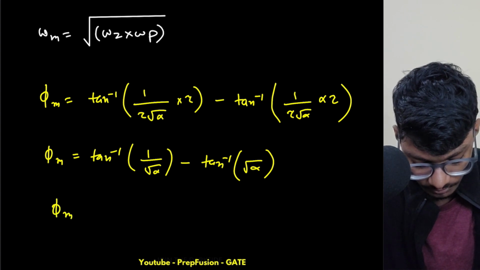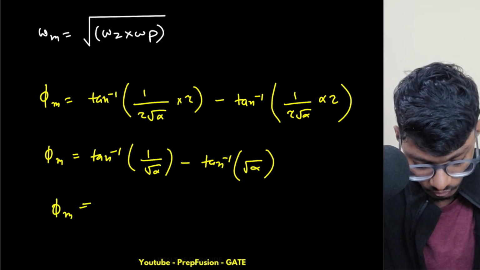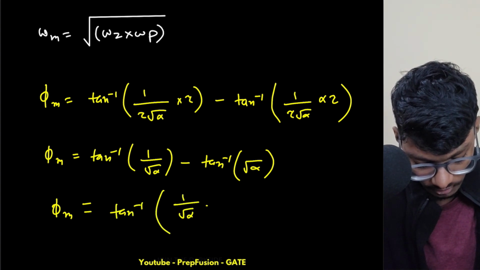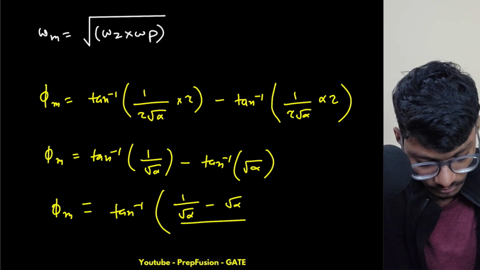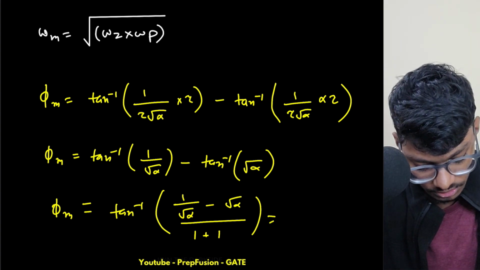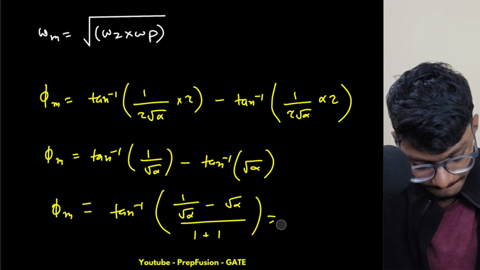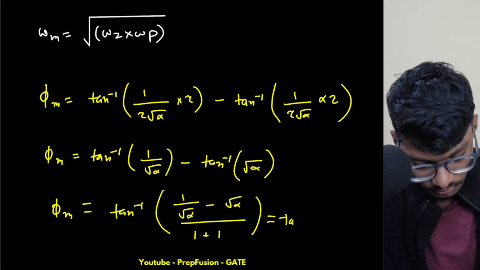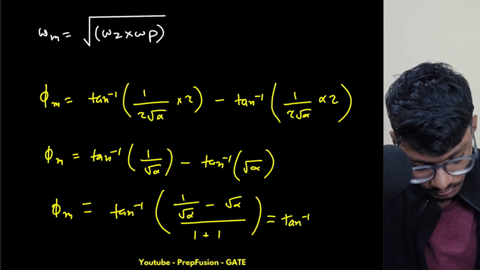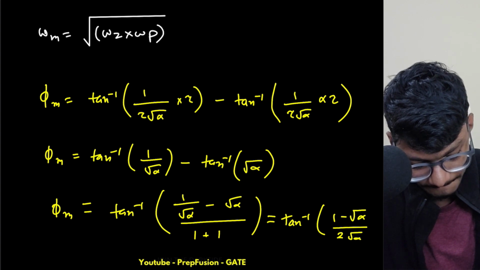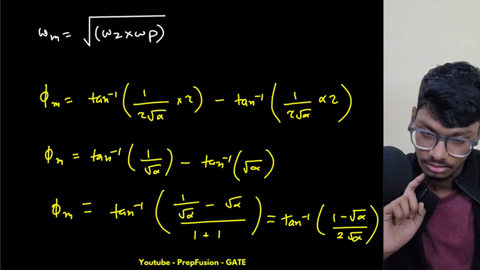Okay, so my phi m is simply tan inverse x minus tan inverse y. So the formula will be overall tan inverse of 1 by under root alpha minus under root alpha, divided by 1 plus x into y, which is 1 plus 1 by under root alpha into under root alpha. So this will become tan inverse of 1 minus alpha divided by 2 under root alpha. Okay, so this is the tan inverse expression.